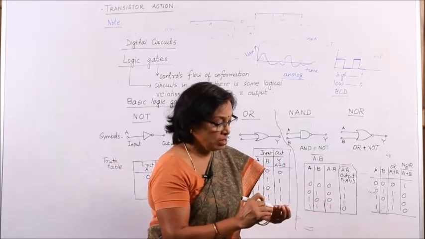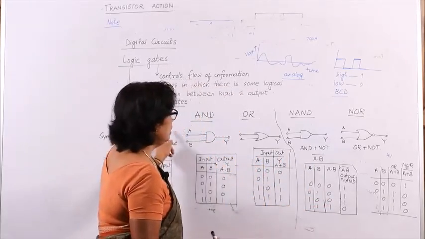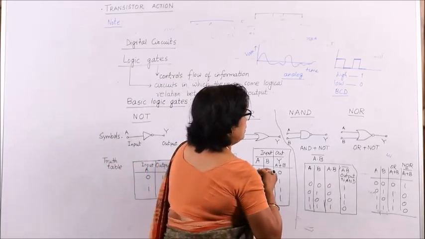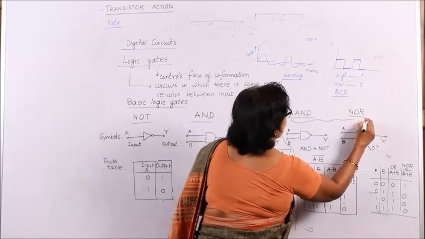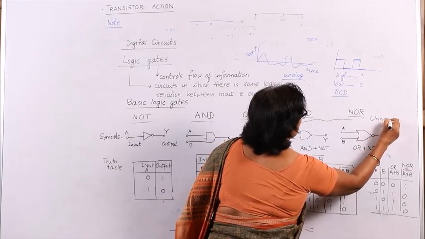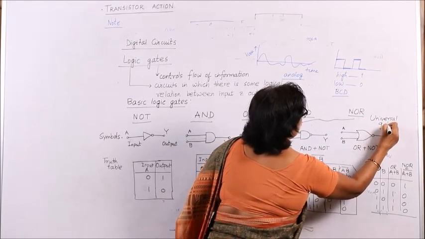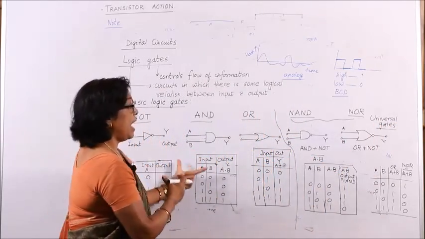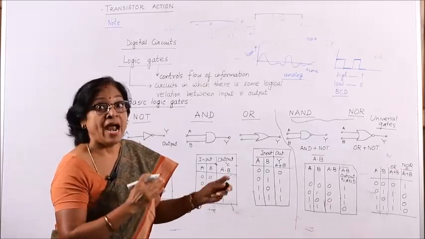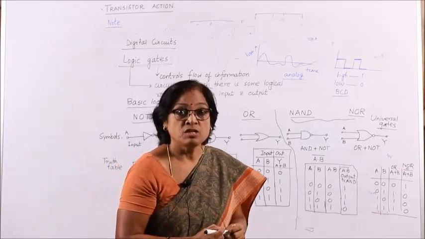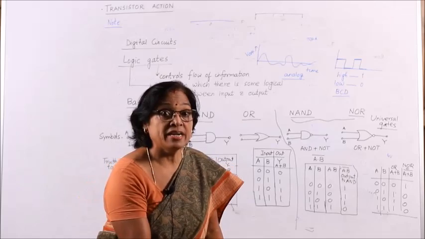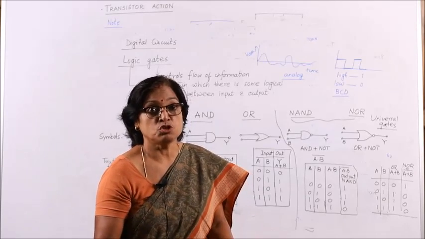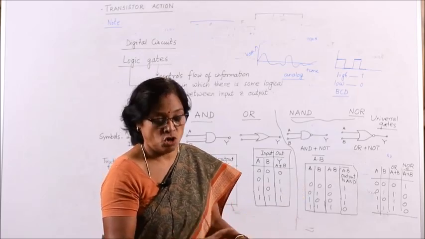So this is how the different circuits, their symbols, their truth tables occur, and this is how NAND and NOR work. These two are called universal gates because using these gates you can construct NOT and OR. So NAND and NOR are the universal gates; by using them you can create other gates also. AND, OR, NOT, all the three gates can be constructed using NAND and NOR. Thank you.